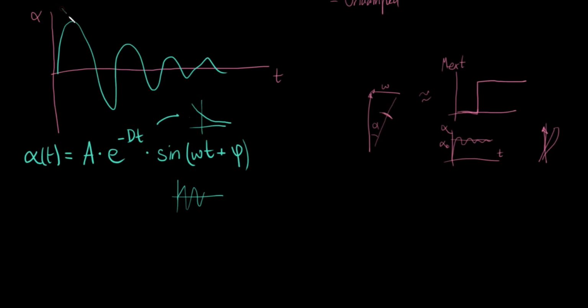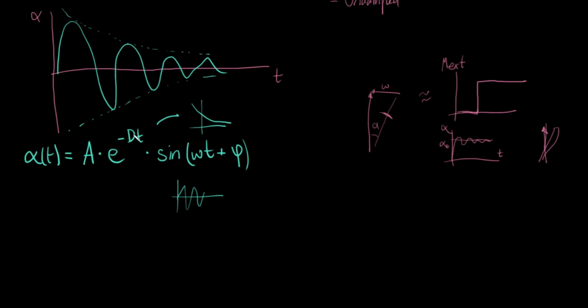So this damping is obviously due to this damping exponential. And so yeah, we're always going to have this kind of wiggly function, a damped sinusoid. That's what it is.